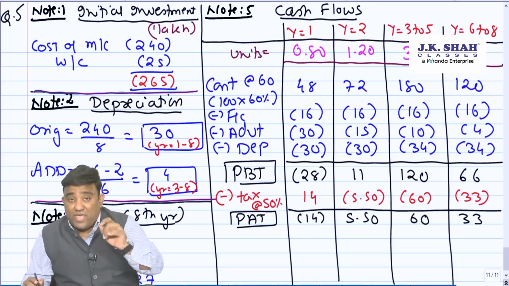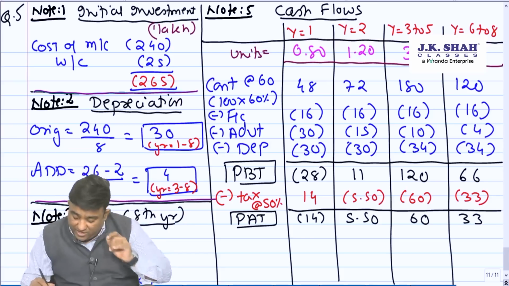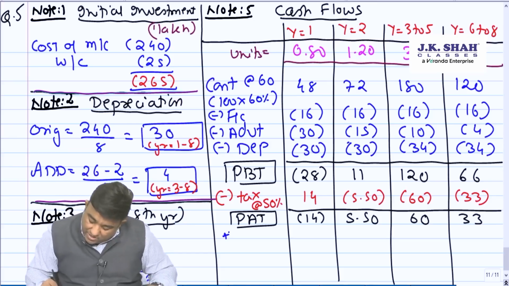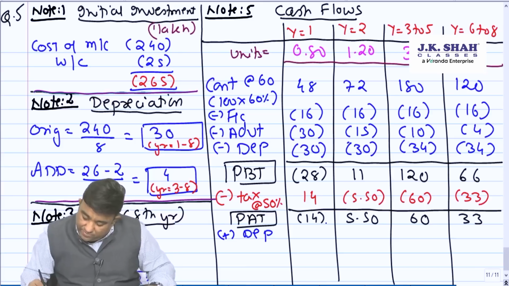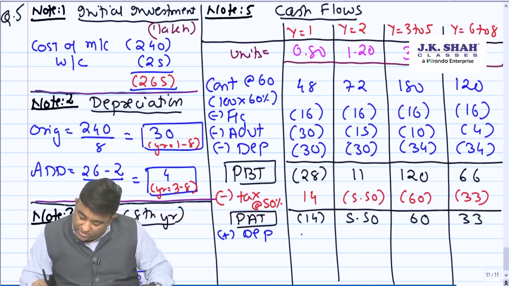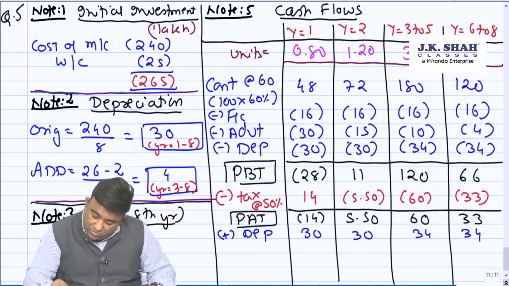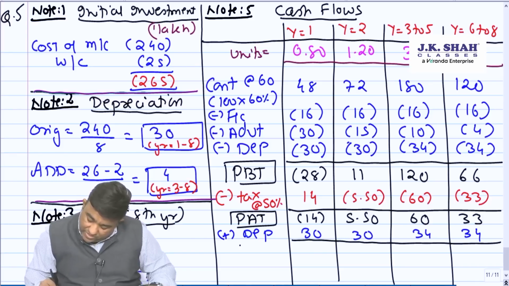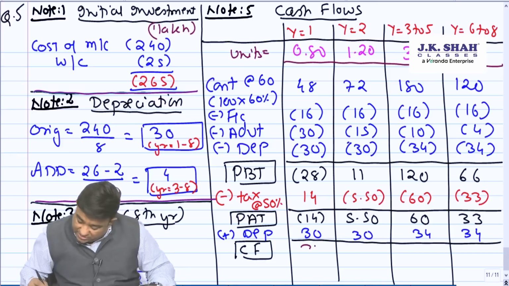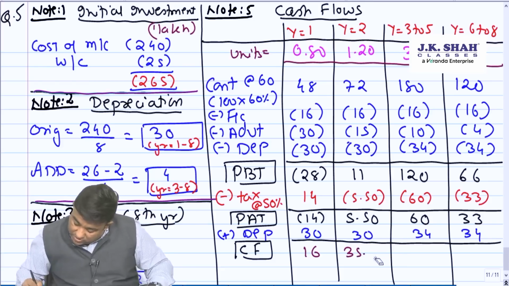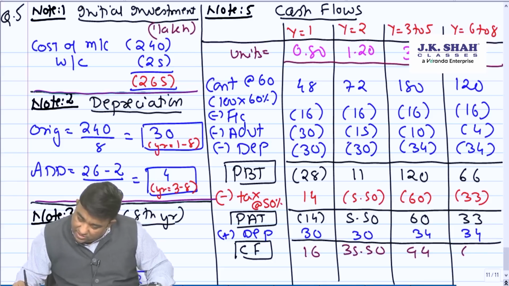Student, first year I have claimed a tax benefit in a very first year itself. Now, adding back depreciation. Depreciation how much? That is 30, 30, 34, 34. PAT, that gives you cash flow. This is going to be 16, 30 minus 14 is 16. This is 35.5. Just a minute, write properly, 35.5. This is 94 and this is 67.